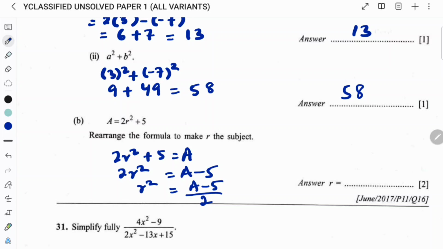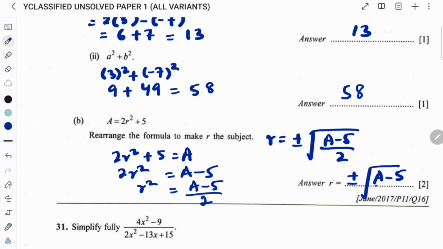Alright. And then whenever there is a square root, we put square root and remove the square sign. We just write down plus minus, remember. So this is r is equal to plus minus square root of a minus 5 upon 2. Alright, so just move to some other question.